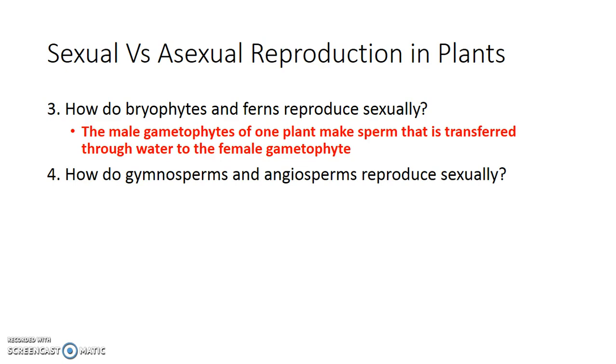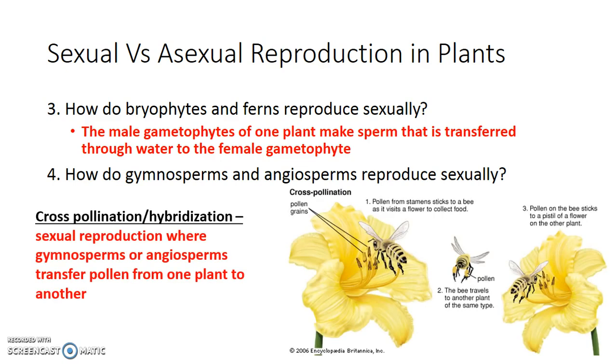Gymnosperms and angiosperms reproduce sexually a completely different way. Instead of depending on sperm and water, they depend on sperm and wind, specifically pollen. The fancy name for sexual reproduction in gymnosperms, cone plants, and angiosperms, flowering plants, is cross-pollination. And cross-pollination can take place usually from animals like bees or hummingbirds, or also from wind, and it's basically just those mechanisms carrying pollen, sperm, from one organism to the eggs of another organism.